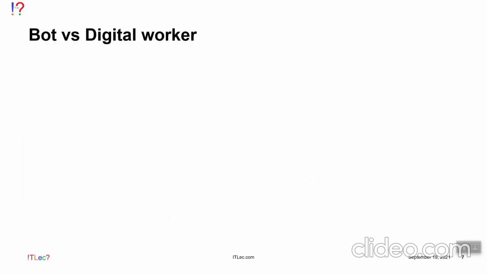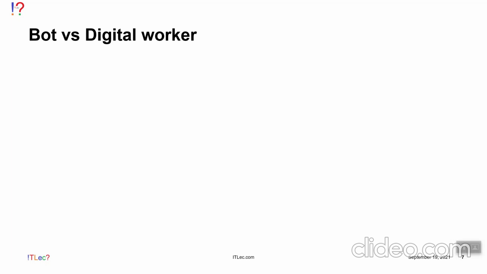So we have something called a bot and a digital worker. A bot is something we usually see on websites, in chat, for example, someone who replied to us. But what is a digital worker? Maybe it is a new expression for you, but RPA is the main keyword for bot and digital worker. A digital worker is the next generation of bots.